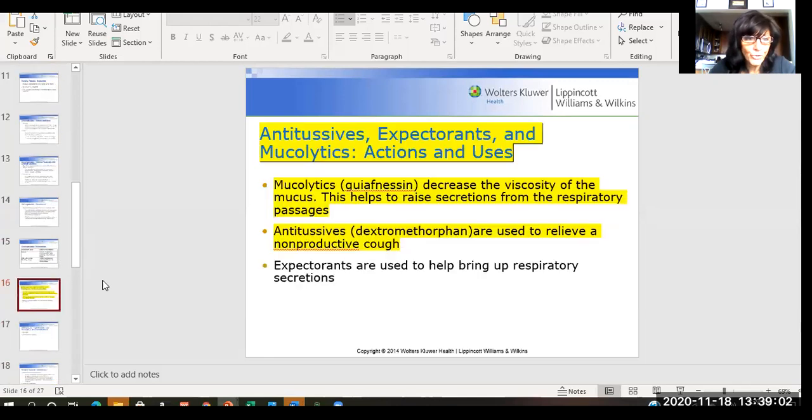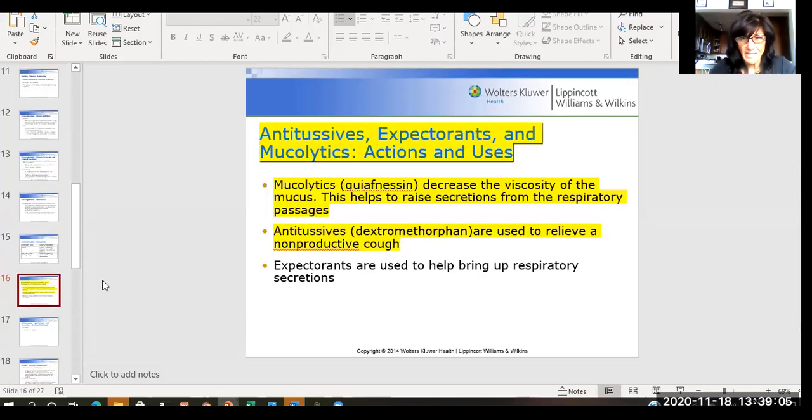Let's move down to antitussives, expectorants, and mucolytics. Mucolytics, expectorants, guaifenesin. Guaifenesin decreases the viscosity of mucus. In other words, it thins the mucus out. And if the mucus is thinner, people can get it out. Antitussives, dextromethorphan. When you see DM, like on a bottle of cough syrup or on a medication, that's dextromethorphan. And it's used for a non-productive cough.